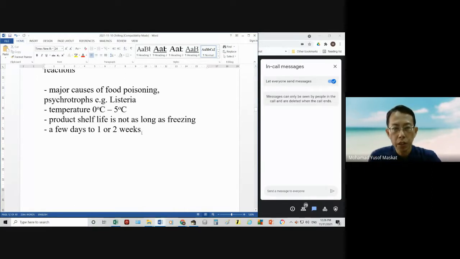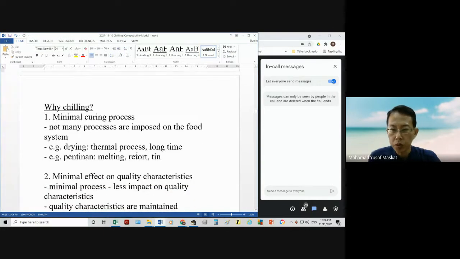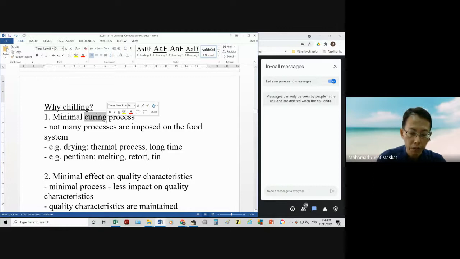Especially when we say that for food preservation, what we want is a longer shelf life. But a few days to 1 or 2 weeks is not too long. So why is it still being used a lot? Because preservation.